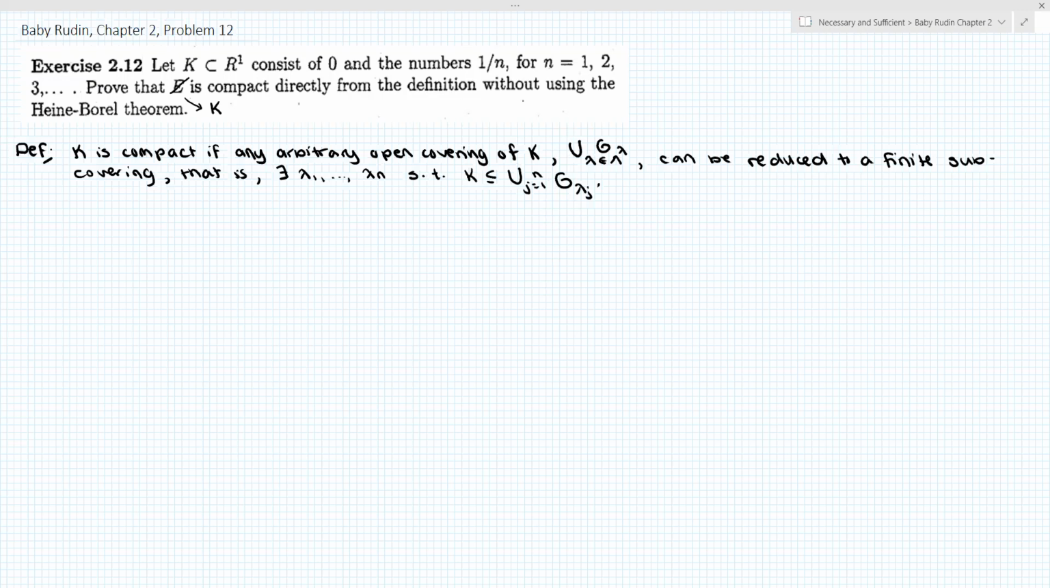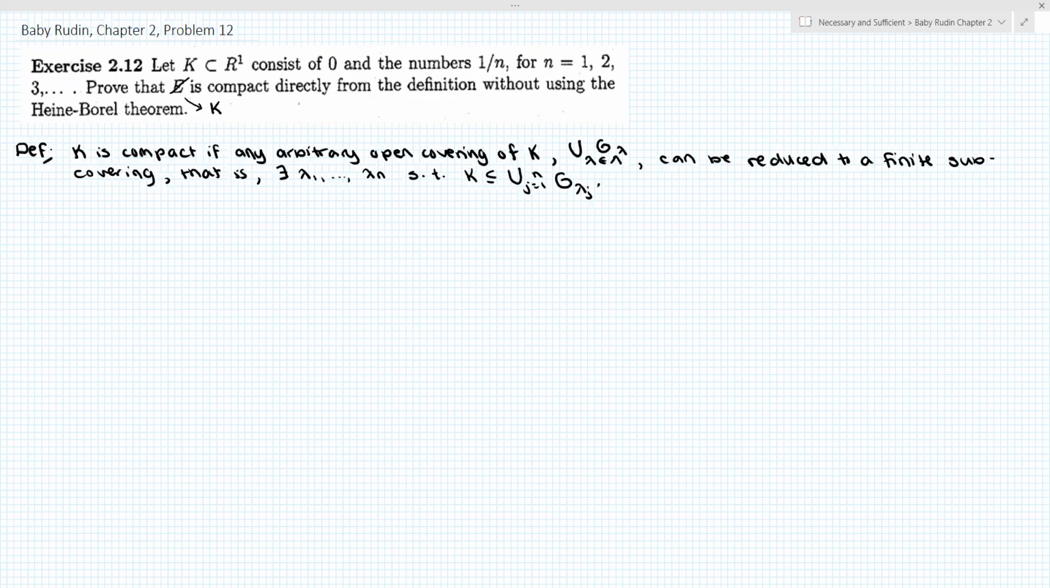When the problem is saying we are not to use the Heine-Borel theorem, that basically means that we don't want to use the theorem that says in Euclidean space Rn, a set being compact is equivalent to the set being closed and bounded. So if we were able to use this theorem, the problem would be done in basically one line, because we notice 0 is a limit point of K. It is the only limit point of K. So K is closed because it contains 0. And it's also bounded because it's bounded below by 0 and above by 1. So K being a closed and bounded subset of R implies by Heine-Borel that K is compact.